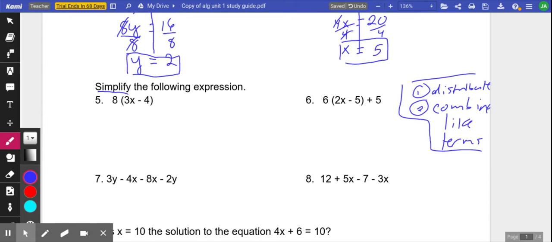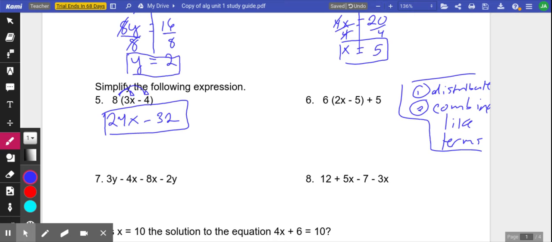All right, so for number 5, we do need to distribute because we have parentheses there. So we're going to distribute the 8 to the 3x and the minus 4. So 8 times 3x is 24x, and 8 times 4 is 32. So we have 24x minus 32.